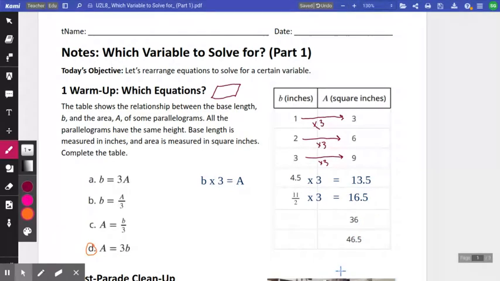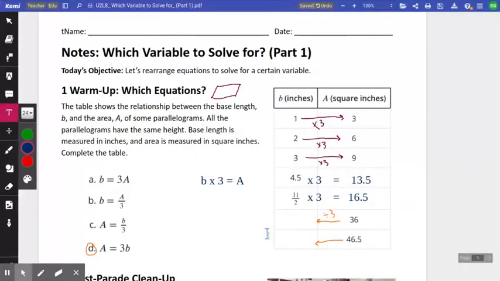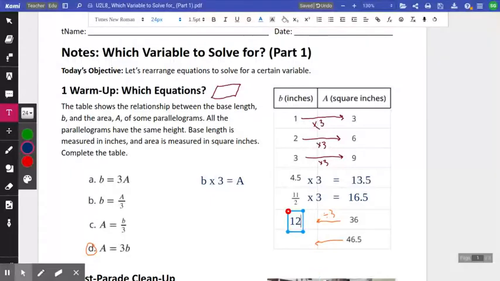Now notice for these last 2 rows in the table, they've given us different information. Instead of giving us the base, they've given us the area. And I need to go backwards to figure out what the base is. In order to do that, what am I going to need to do? Well, moving forward in this table, to get from the base to the area, we were multiplying by 3. If I want to go backwards, I'm going to have to divide by 3. So I'm going to have to take that 36 and divide it by 3 to get our base, which gives us 12.